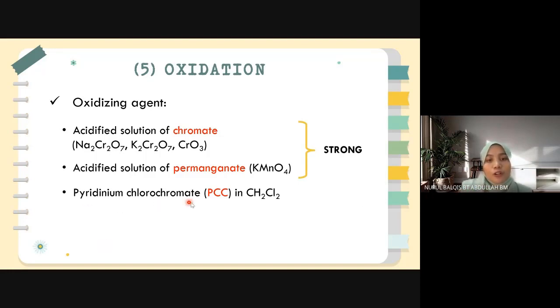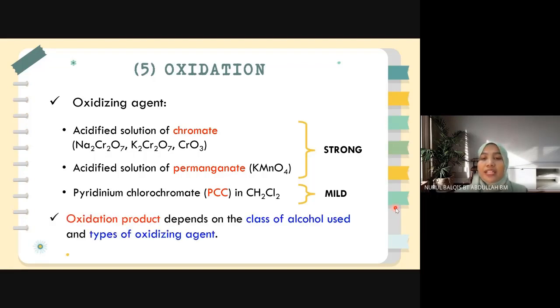While for pyridinium chlorochromate, the PCC in CH2Cl2, they are considered mild oxidizing agent. Bila mild, bila dia attack sekali tu mungkin takat tu je. Mungkin dia tak sesuai dengan keadaan reactions tu. Sebab tu dia bagi mild reaction sahaja. Awak kena tahu strong and mild and then classes of alcohol sebab oxidation's product will depend on the class of alcohol and also its type of oxidizing agent. Dia bukannya hafal yang ni dapat yang tu, hafal yang ni dapat yang tu. Kena tengok dia ni alkohol jenis apa. Kita guna oxidizing agent apa, baru boleh tentukan dia dapat produk apa. Okay? Alright.